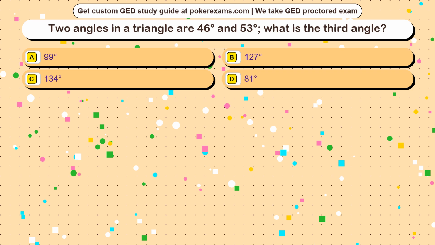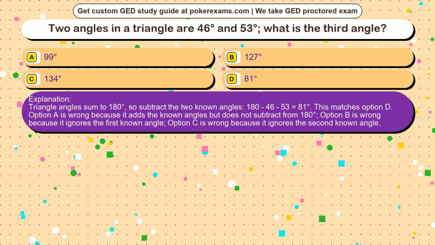The correct answer is option D. Triangle angles sum to 180 degrees, so subtract the two known angles. 180 minus 46 minus 53 equals 81 degrees. This matches option D. Option A is wrong because it adds the known angles but does not subtract from 180 degrees. Option B is wrong because it ignores the first known angle. Option C is wrong because it ignores the second known angle.